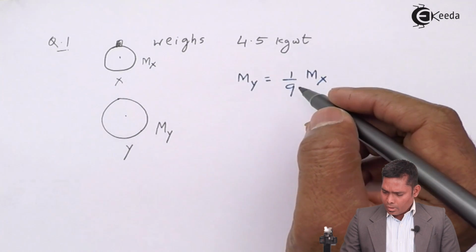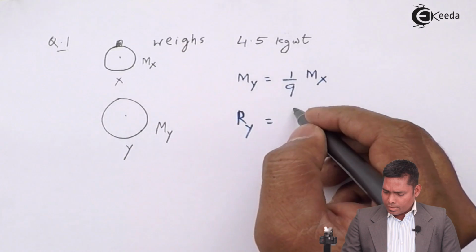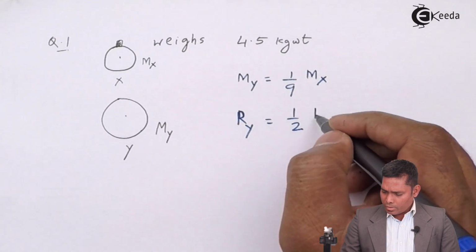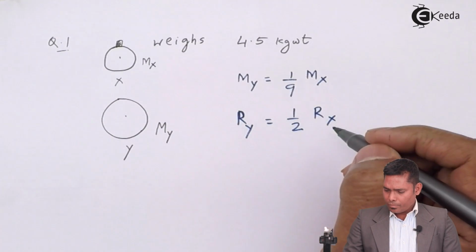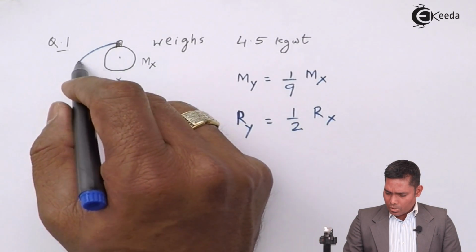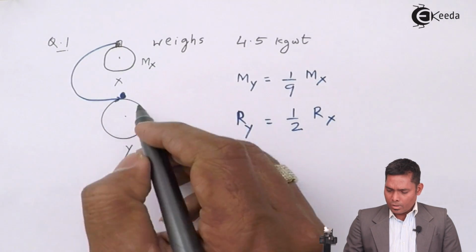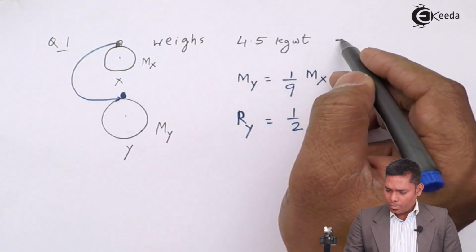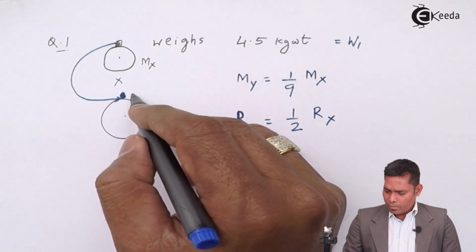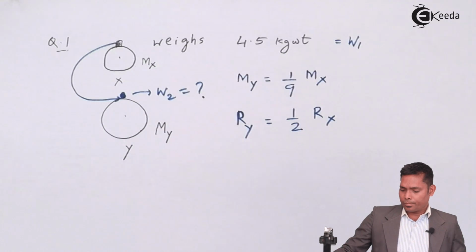and the radius of this planet Y is half the radius of the planet X. Then if this object is placed on this planet, its weight here is suppose something like that, W1. What will be its weight here? That is the question.